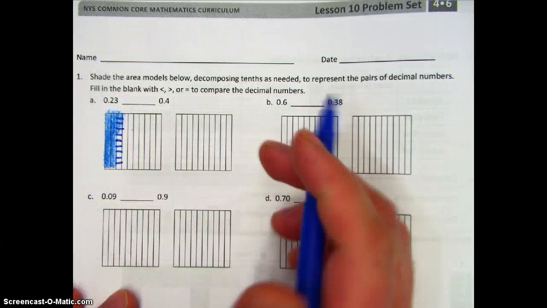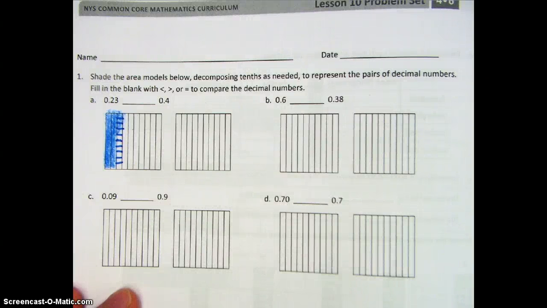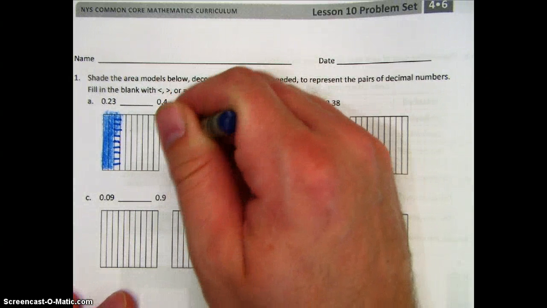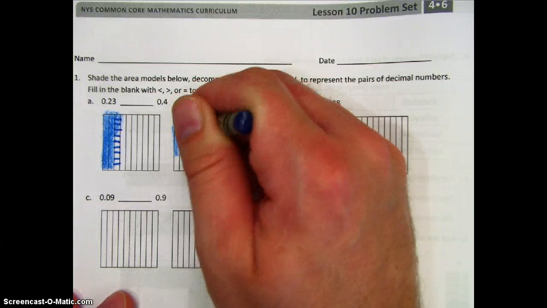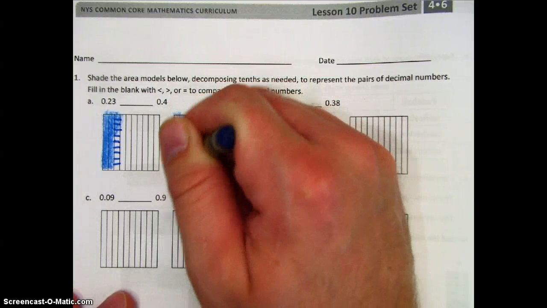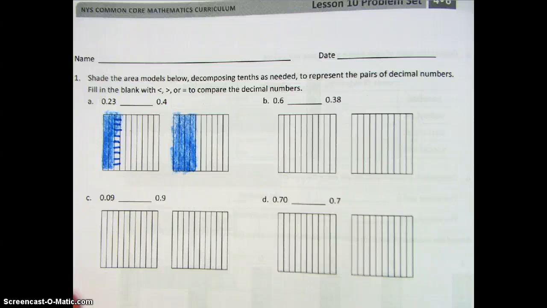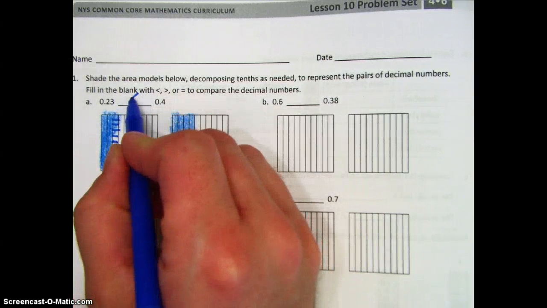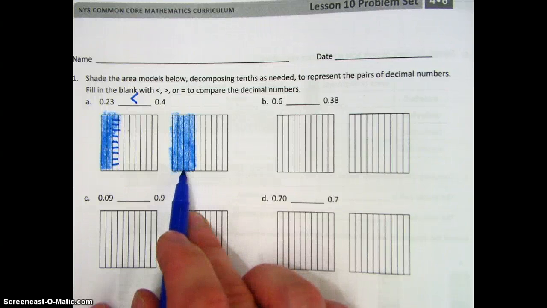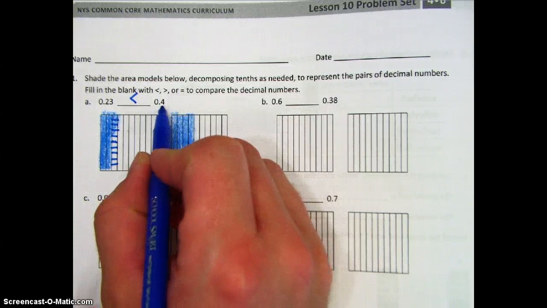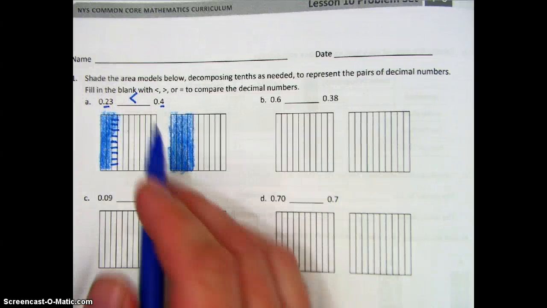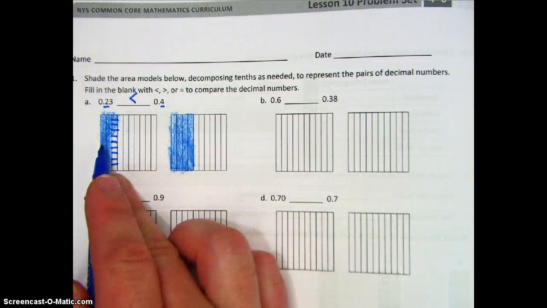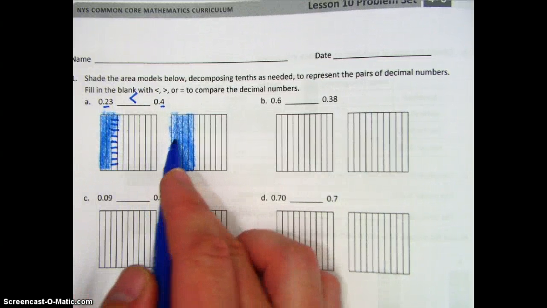Now if we wanted, we could do horizontal lines all the way across. That would work too. Okay, for our second one, we have 4 tenths. So we're actually just going to go ahead and shade in 4 full tenths. Now we can see by comparing the pictures that 23 hundredths is less than 4 tenths. And the big difference is what's in that tenths place. We can see that we have 2 tenths here, but we have 4 over here.